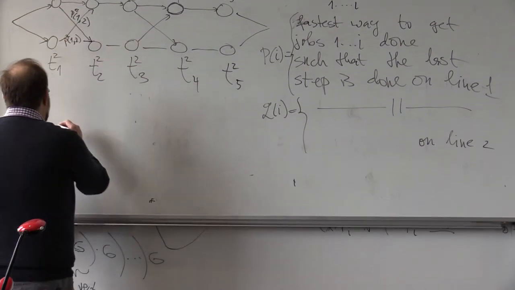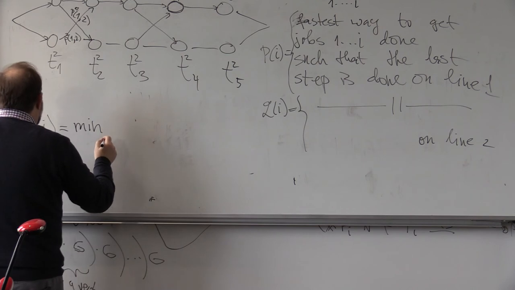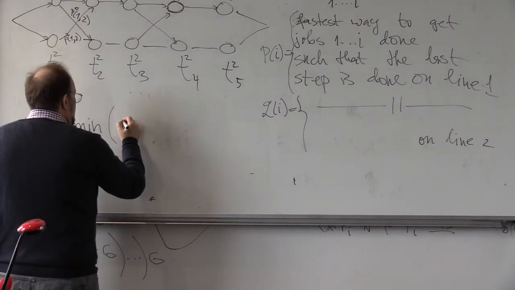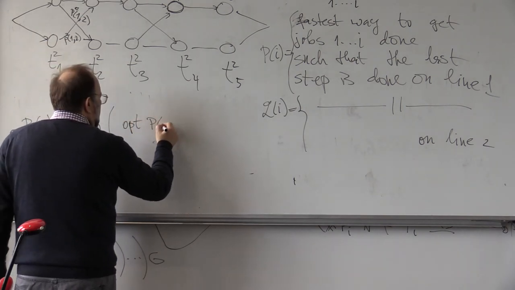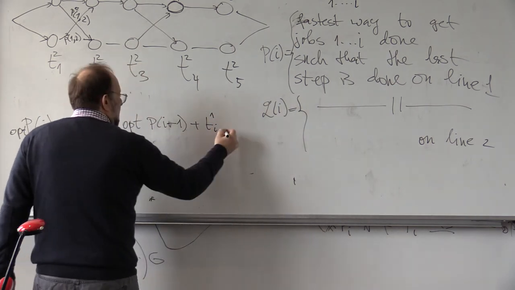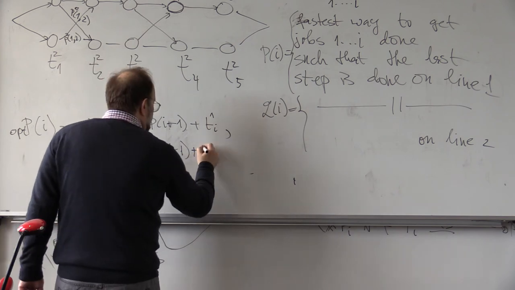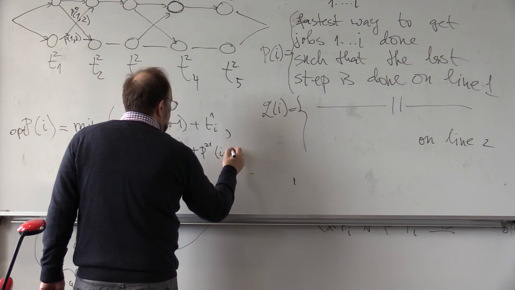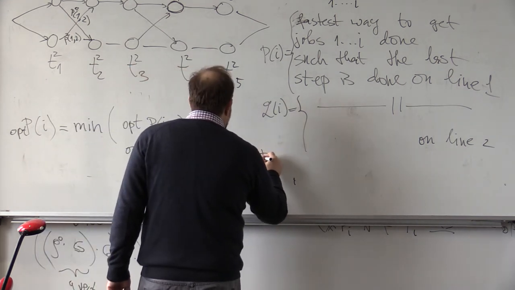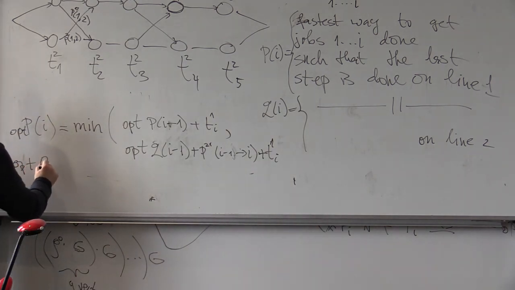So this will be min, so let's see, P_i equals the min of opt P_{i-1} plus time t_1i, and opt Q_{i-1} plus a penalty from 2 to 1, from i-1 to i, let's write it like this, plus t_1i, and similarly you get opt Q_i.